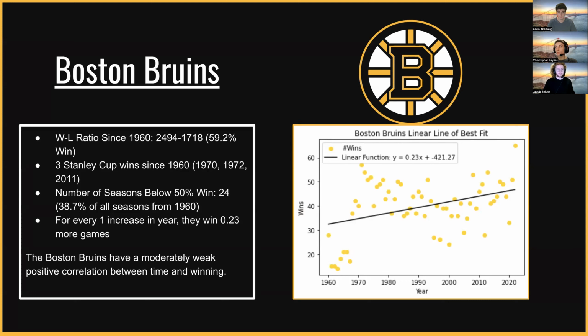And what does the linear regression tell us? It says that for every 1 year increase, they're projected to win 0.23 more games. So this is a little bit more significant than the Chicago Cubs. The Boston Bruins have a moderately weak positive correlation between time and winning.